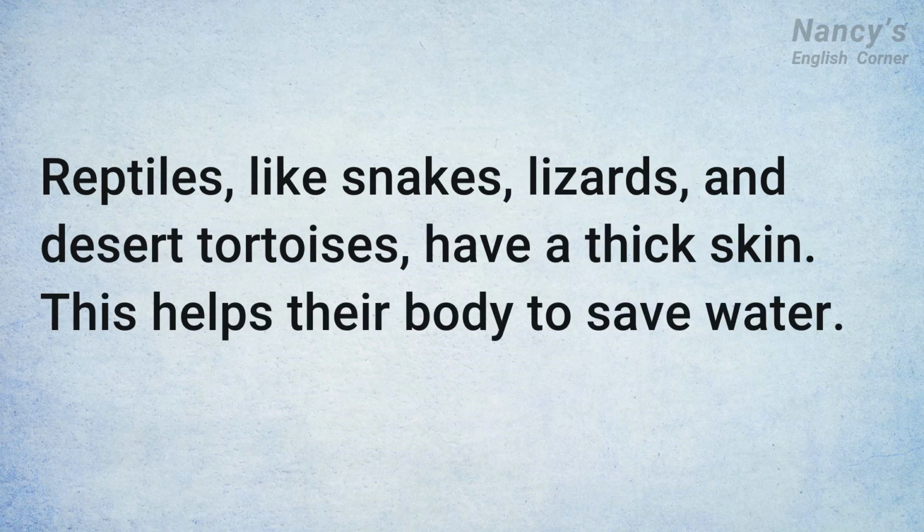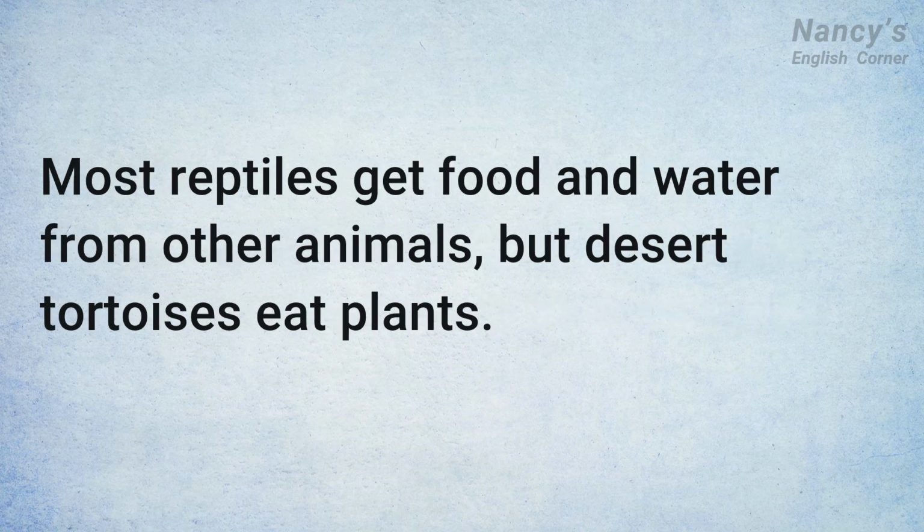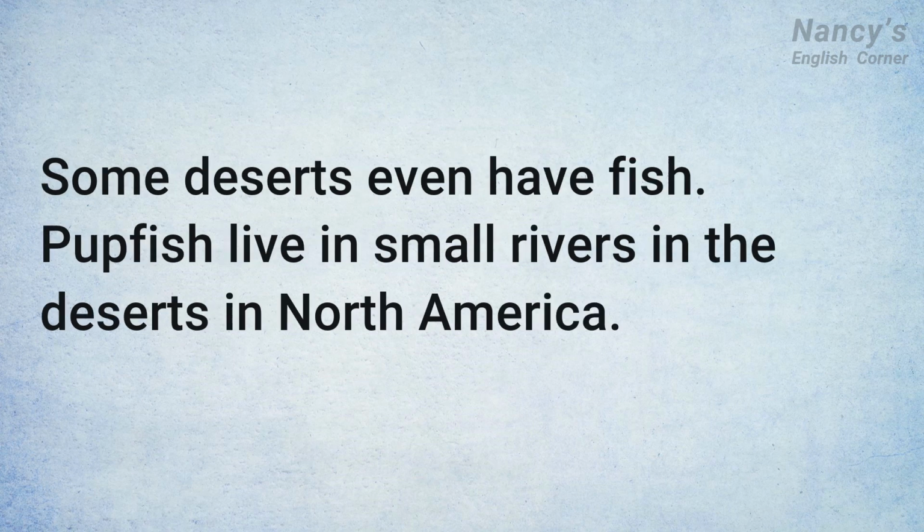Reptiles like snakes, lizards, and desert tortoises have a thick skin. This helps their body to save water. Most reptiles get food and water from other animals, but desert tortoises eat plants. Some deserts even have fish. Pupfish live in small rivers in the deserts in North America.